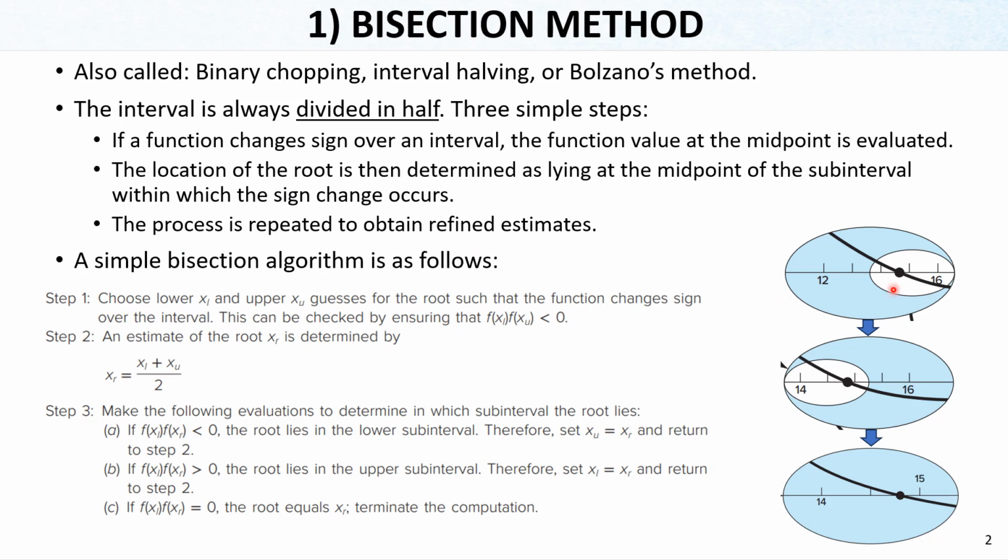For example, here there are 3 iterations. You can see, first of all, we have a bound of between 12 and 16, and in between we have this value. So we have a sign change, and between the midpoint to the left or right, we decide which side changes the sign, and we see that the right side changes the sign. That's why the midpoint becomes the lower bound and the upper bound stays the same.